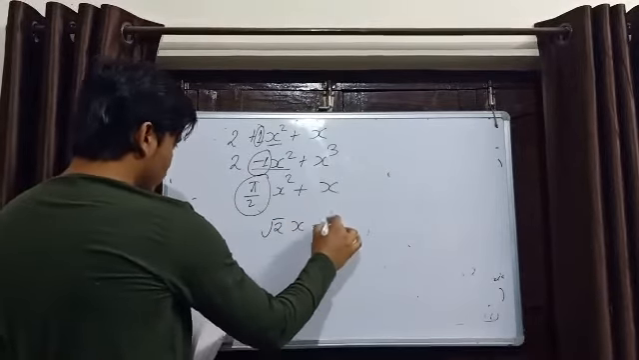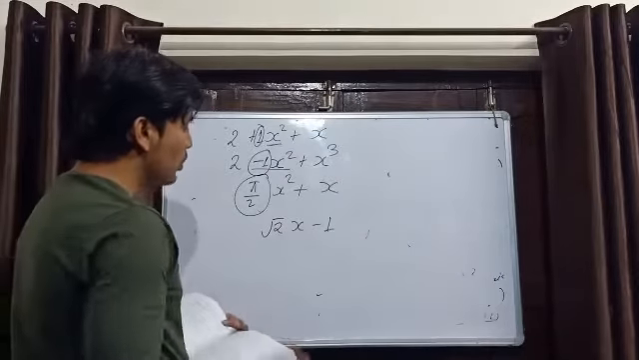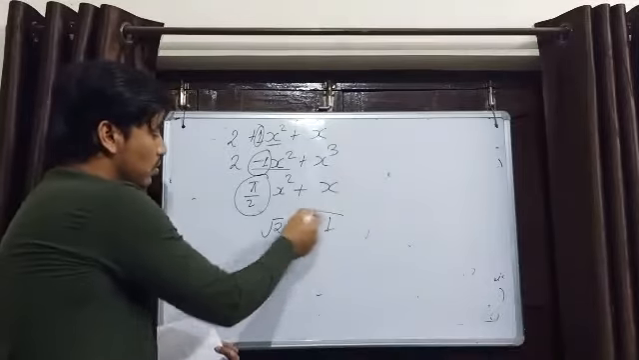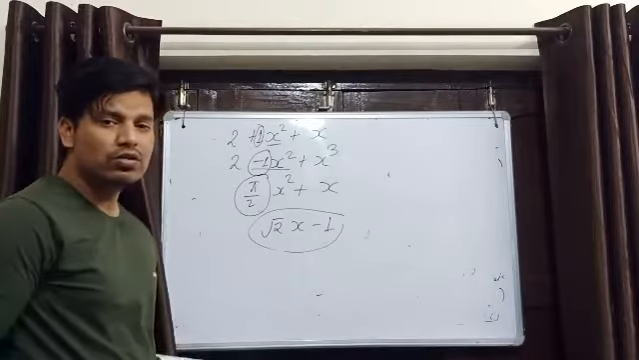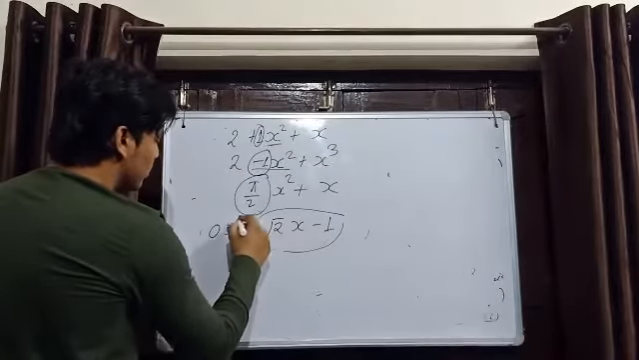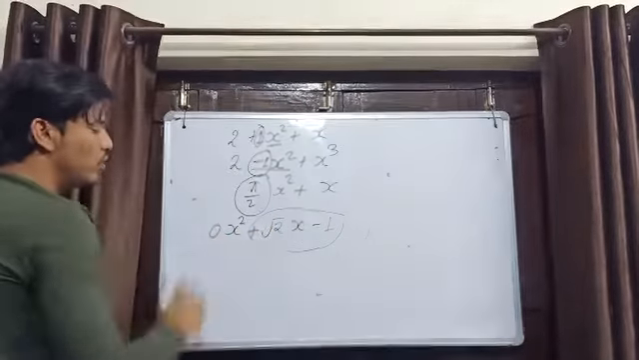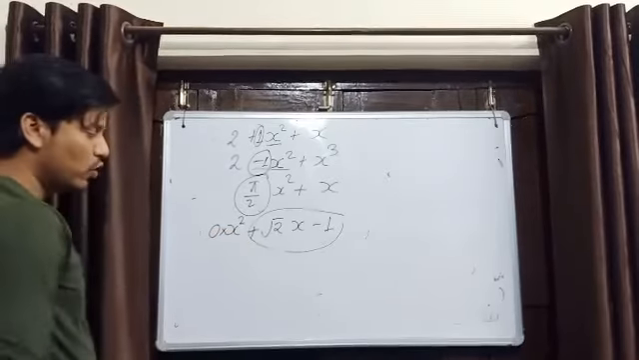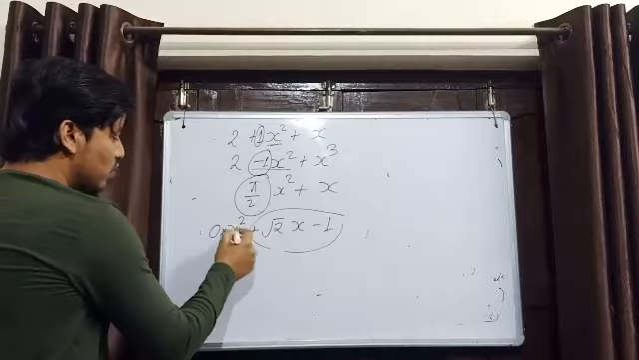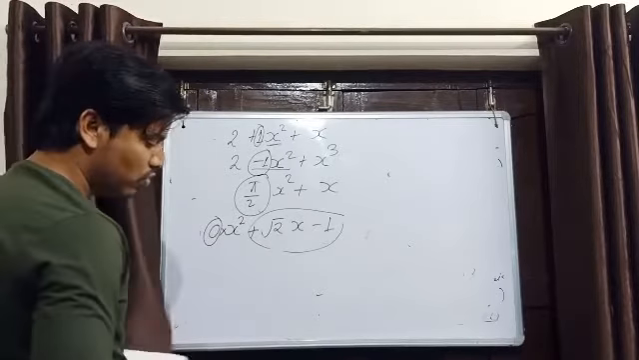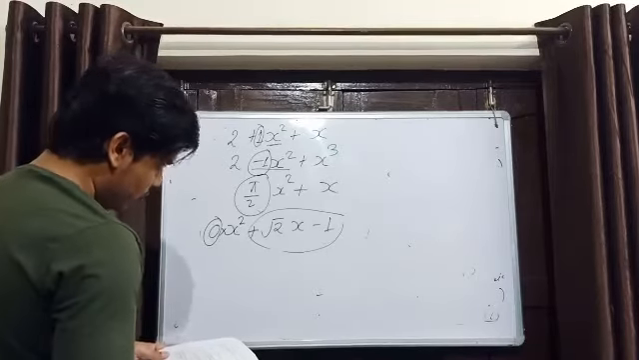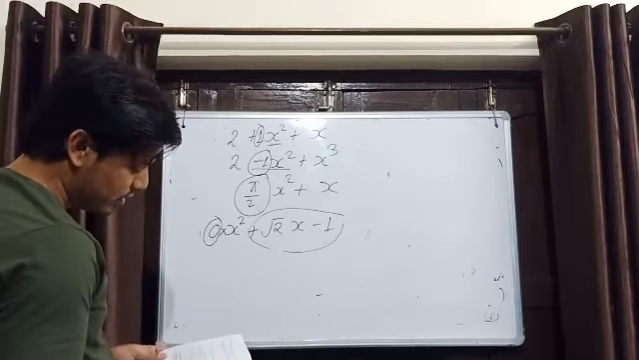Next, under root 2x minus 1. What is the coefficient of x square? There is no x square here, so we have to write 0 into x square, because 0 into x square is 0. So the coefficient of x square is 0. I hope you understand it.